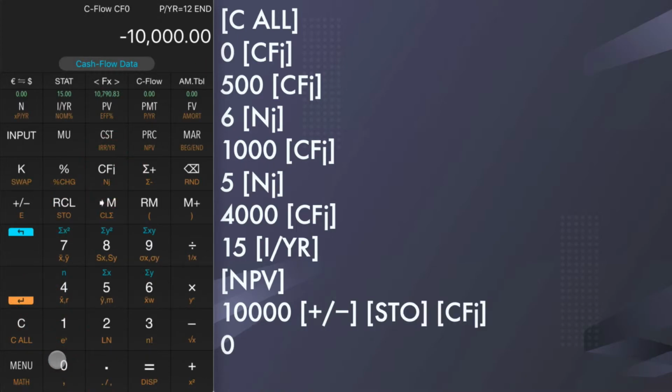Then tap yellow shift and IRR per year to calculate the annual nominal yield. The result is 26.04%. It is a high yield interest, isn't it?